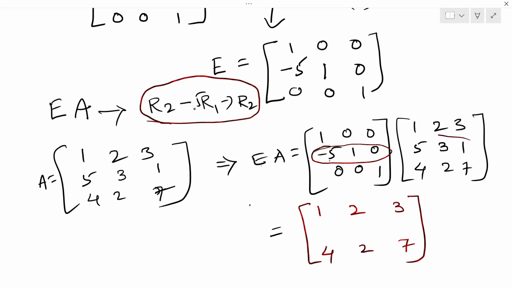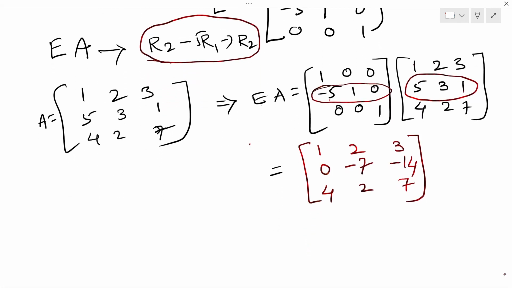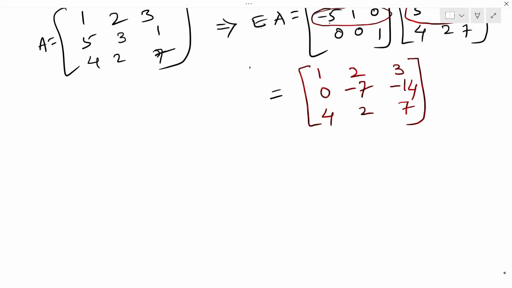So R2 minus 5R1 stored in R2. 5 times R1 is subtracted from the second row. So 5 minus 5, 0. 3 minus 10, minus 7. 1 minus 15, minus 14. All of you got it? Similarly, if this E is multiplied from the right hand side, then a column operation takes place.